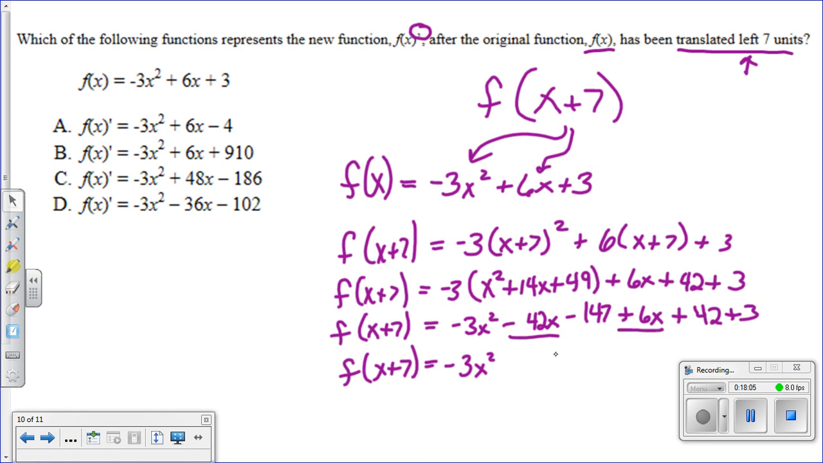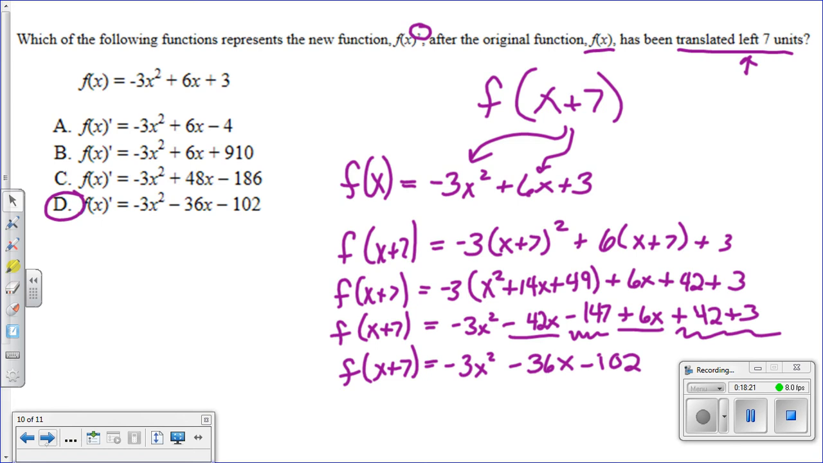Combine my like terms here. So f of x plus 7 is equal to negative 3x squared minus 36x, and it looks like minus 102. And there better be one of those choices up there that matches, and it is.